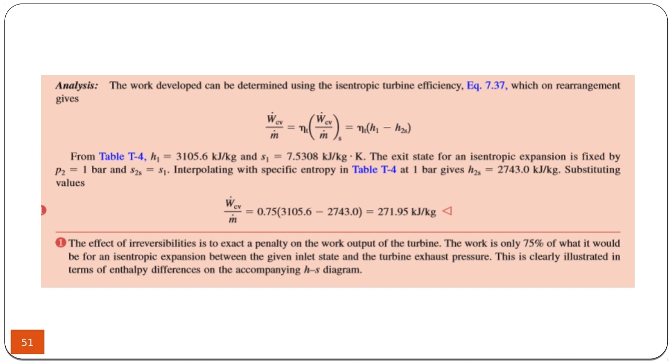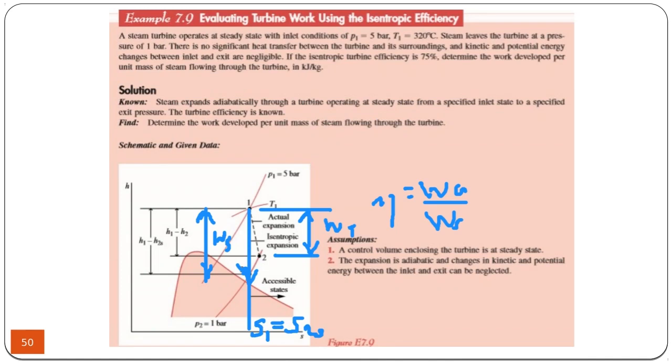So by multiplying the isentropic work by the efficiency, we get the actual work. So the actual work is found to be less than the isentropic work. This difference is the isentropic work, and the actual work is less than this isentropic work. And as I said, the reason why it delivers less than the isentropic is because of the production of entropy.